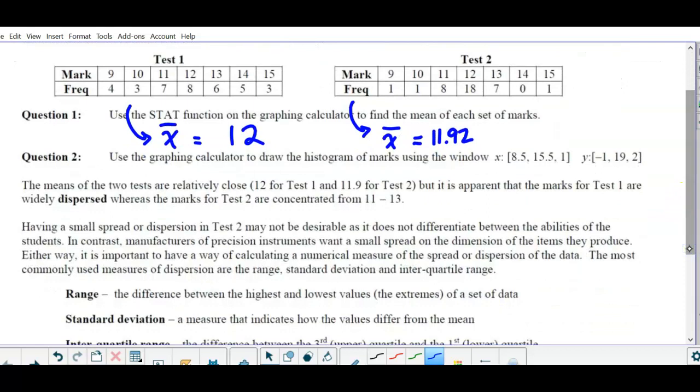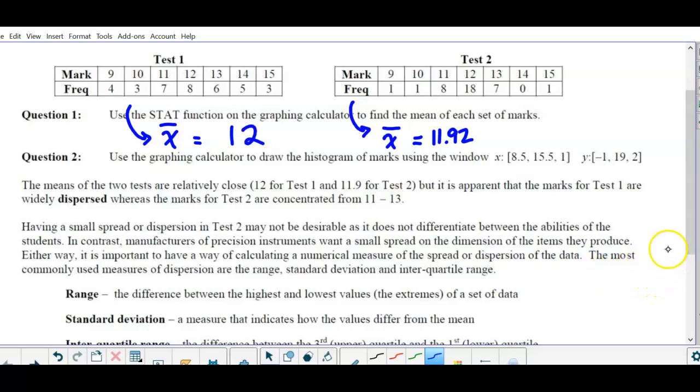So the means of the two sets are relatively close, but it is apparent that the marks for test 1 are widely dispersed, whereas the marks for test 2 are concentrated. Having a small spread or dispersion may not be desirable, as it does not differentiate between the abilities of the students. Okay. In contrast, manufacturers of precision instruments want a small spread on the dimension of the items they produce. They don't want big differences, right?